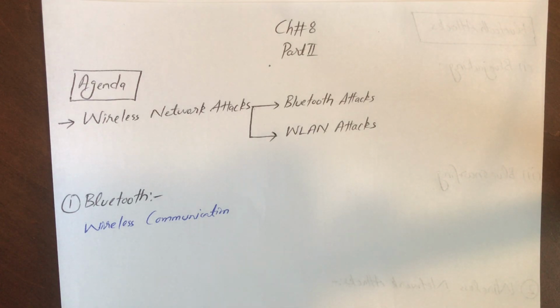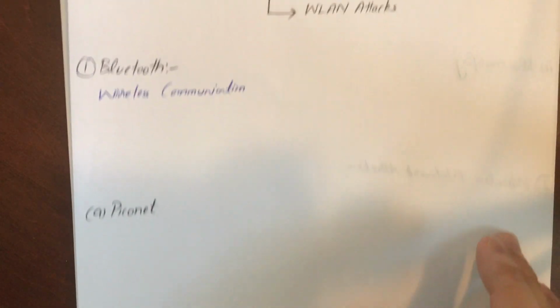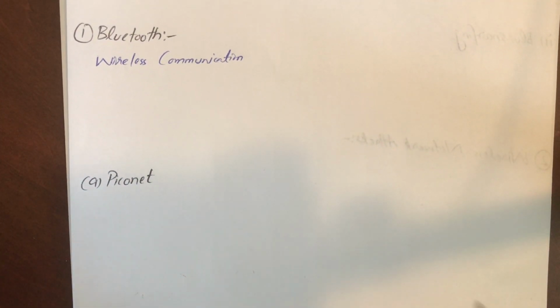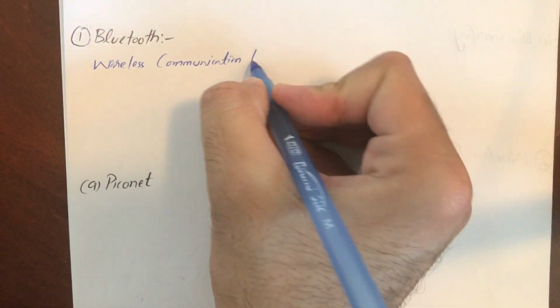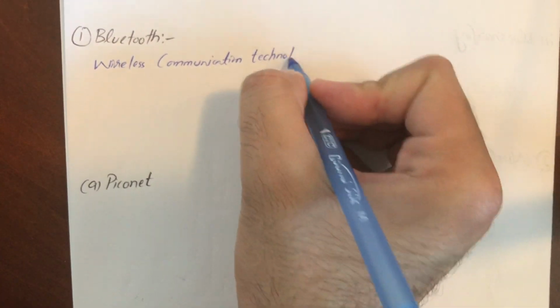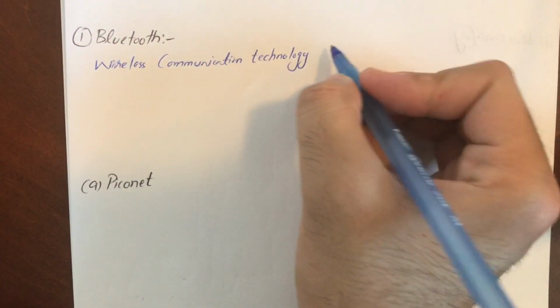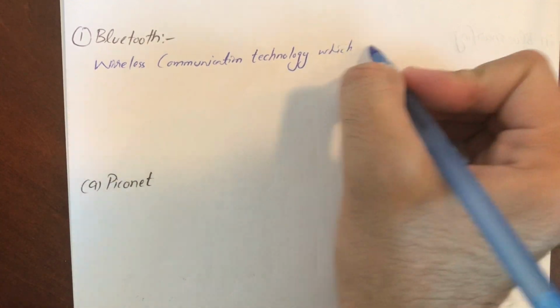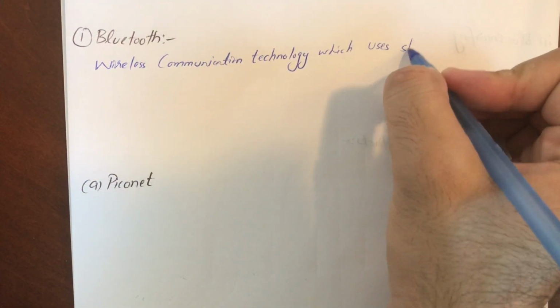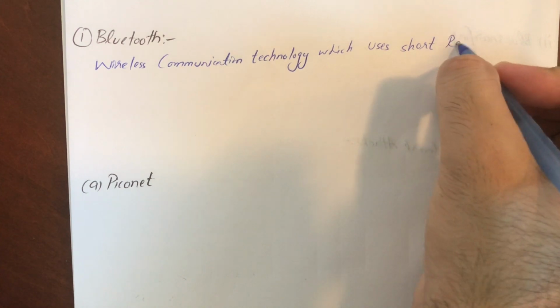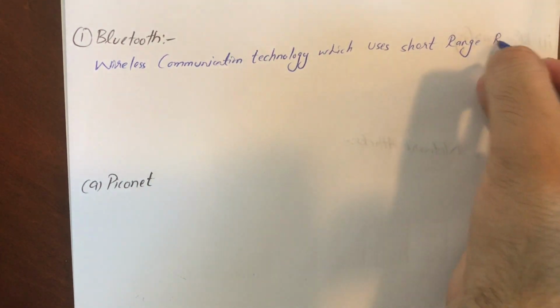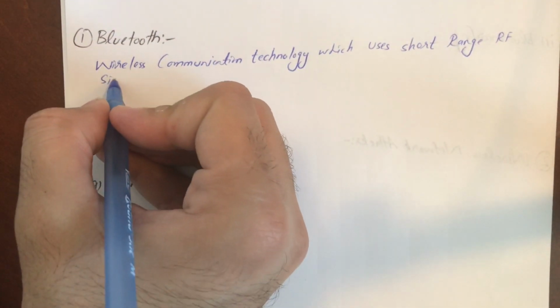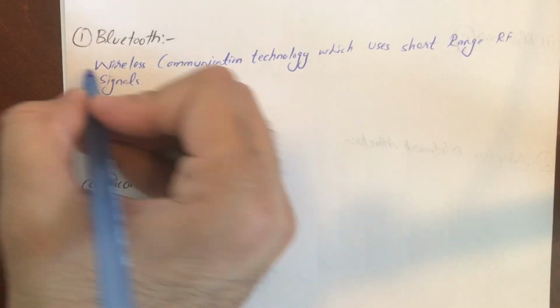Today in this part we will discuss wireless network attacks, specifically Bluetooth attacks, and we will discuss a couple of wireless local area network attacks. So let's start with the first agenda item, Bluetooth. Bluetooth is basically a wireless communication technology which uses short range RF signals for data communication.